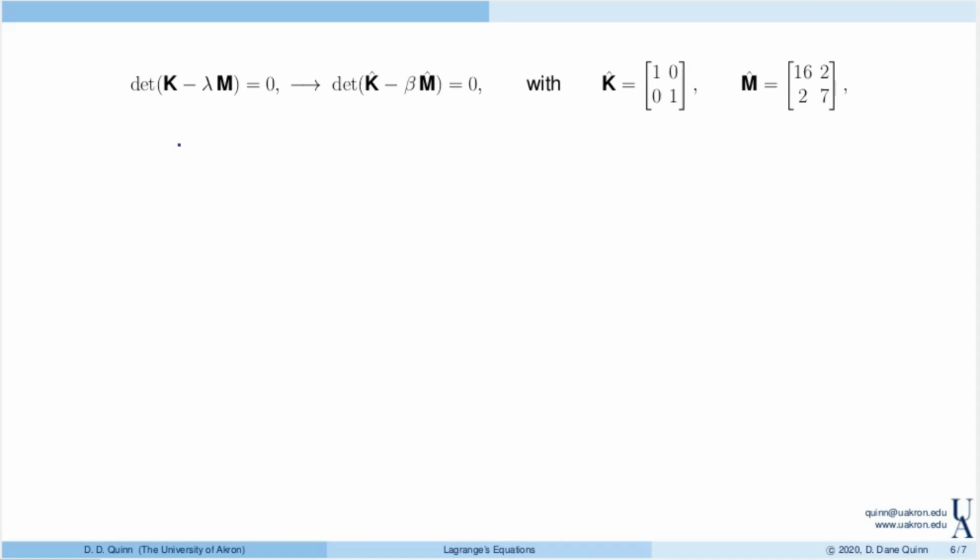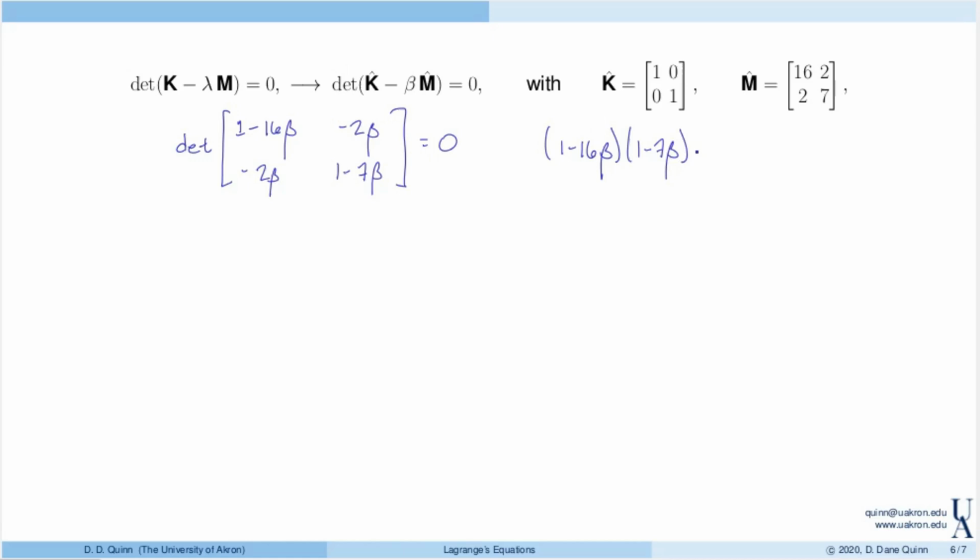Right, so really what we're talking about is solving the following problem. The determinant of k hat minus beta m hat. Right, so that's 1 minus, well, in this case, 16 beta, minus 2 beta, minus 2 beta, 1 minus 7 beta, equals 0. So this becomes our characteristic equation. When we write this out, it's 1 minus 16 beta times 1 minus 7 beta minus 4 beta squared. And expanding that, I get 108 beta squared minus 23 beta plus 1 equals 0. So this becomes our characteristic equation for this problem.